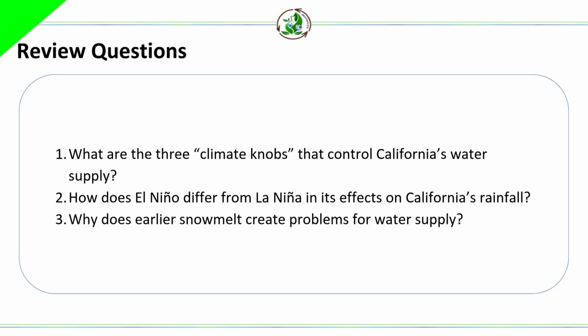Let's review what we've learned in Lesson B about climate and water. Here are 3 questions to think about. 1. What are the 3 climate knobs that control California's water supply? 2. How does El Nino differ from La Nina and its effects on California's rainfall? 3. Why does earlier snowmelt create problems for water supply?